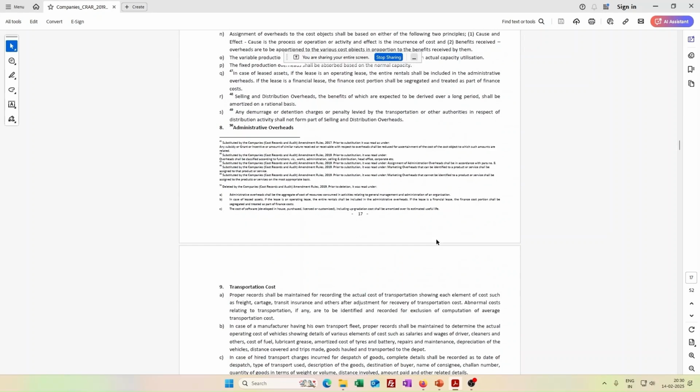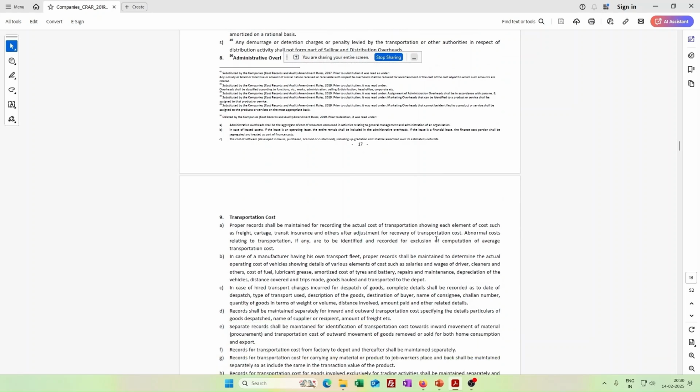Administrative overhead means any expenditure related to administration, and obviously it is indirect. Transportation cost means the cost for transporting the finished goods or transporting the raw materials, direct material, and any resources. Proper records should be kept.